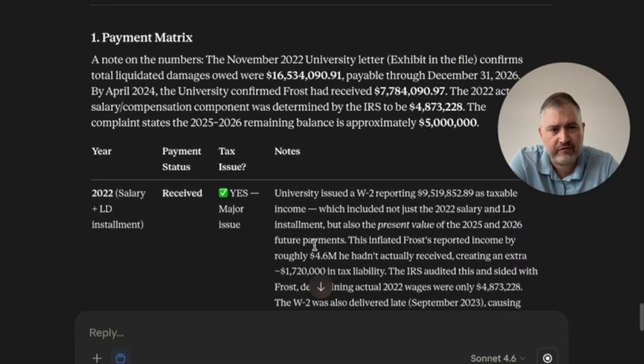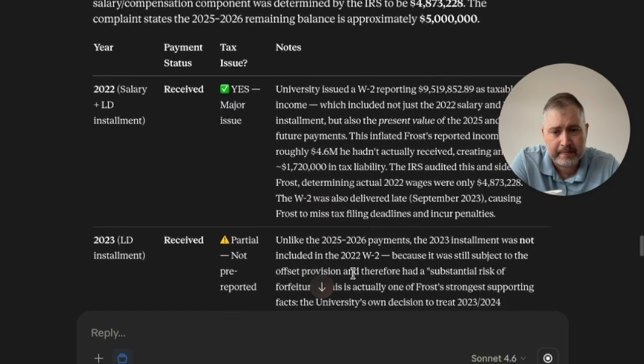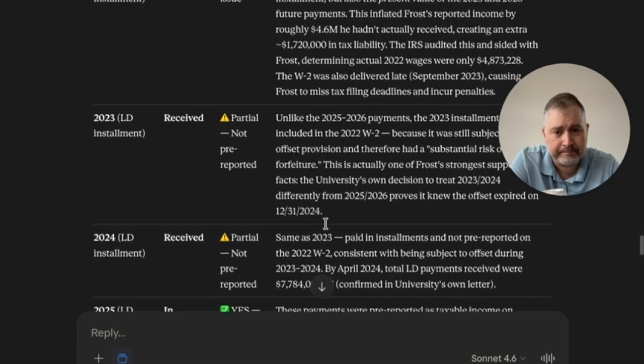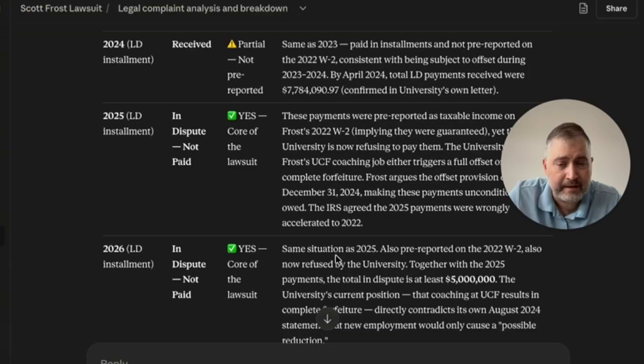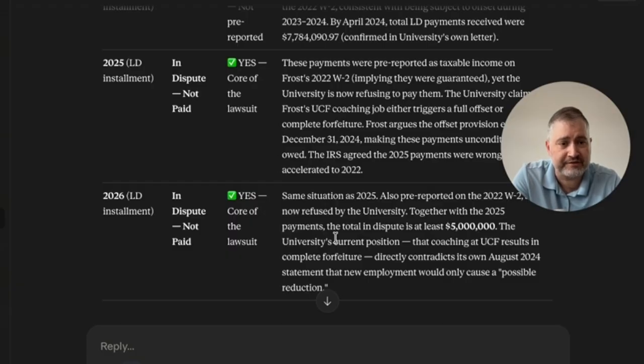Okay, so we have our payment matrix here. So here we have the payment matrix for 2022. Did he receive payment? Yes. Did a tax issue happen? Yes. 2023. Was payment received? Yes, but partial and not pre-reported. 2024, was payment received? Yes, it was received. And in 2025 and 2026, payment was in dispute. And this is the core of the lawsuit. So now we have a payment matrix so we can understand what is in dispute and by year.